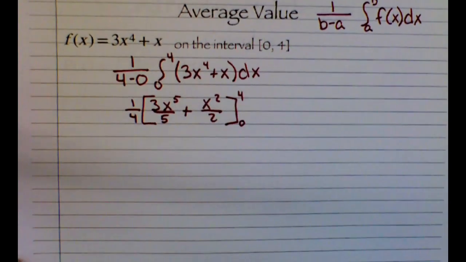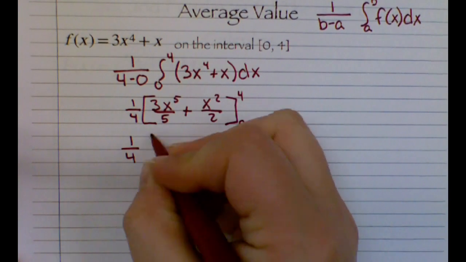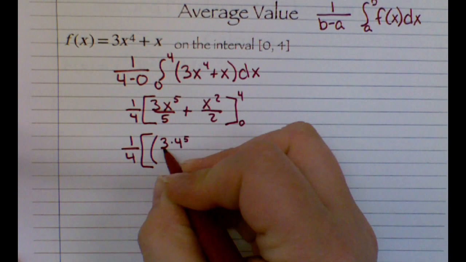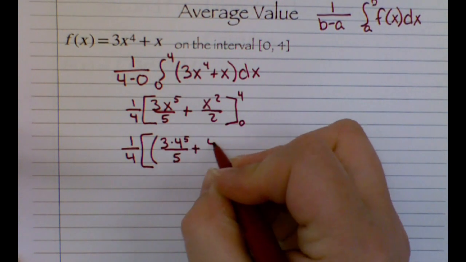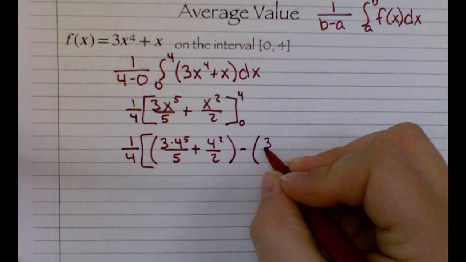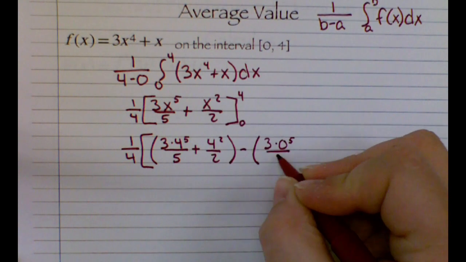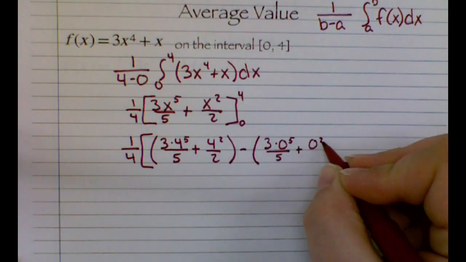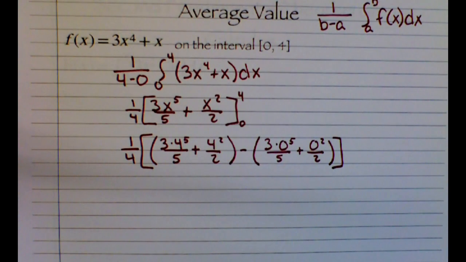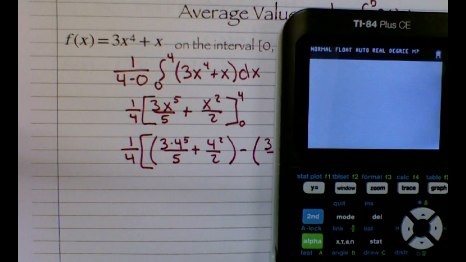We plug in 4, so I have 1/4 times, when I plug in 4, I have 3 times 4 to the 5th power divided by 5 plus 4 squared divided by 2 minus, plug in 0, 3 times 0 to the 5th power divided by 5 plus 0 squared divided by 2. And now I would say my calculator would be a handy addition. 3 times 4 to the 5th power divided by 5 plus 4 squared divided by 2.